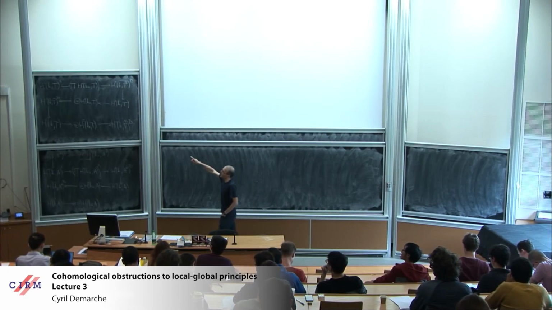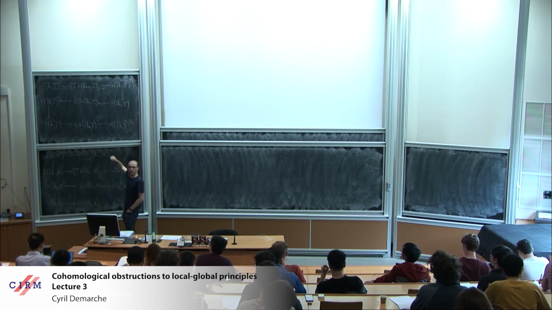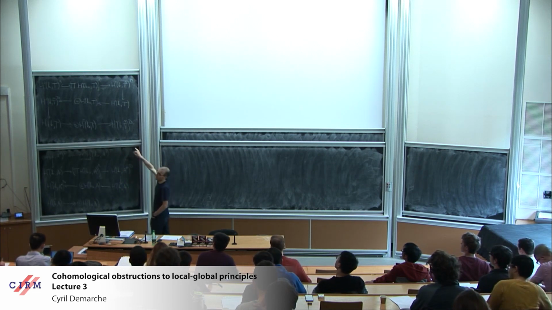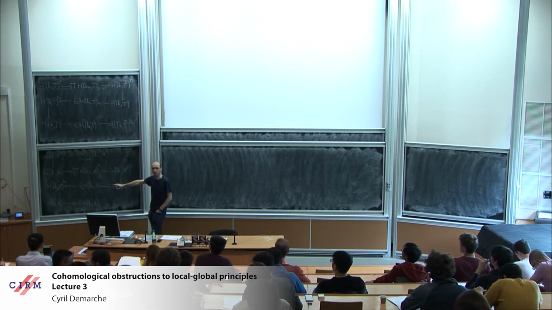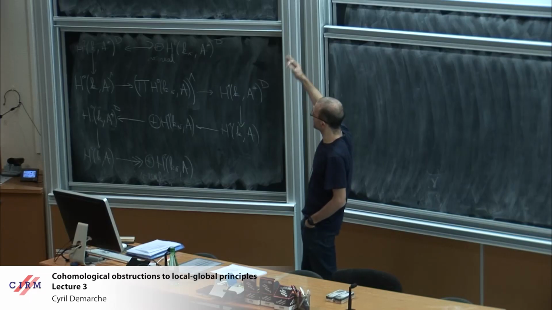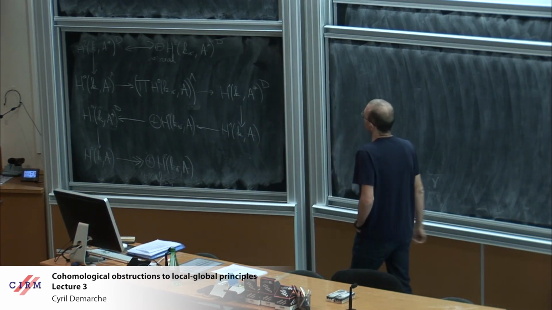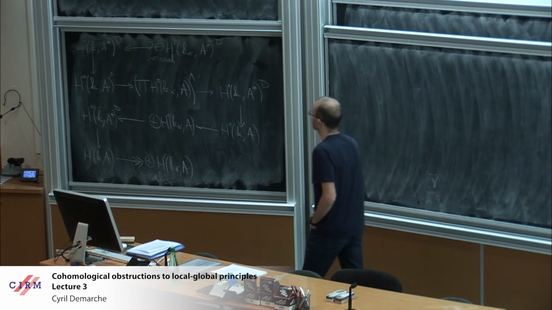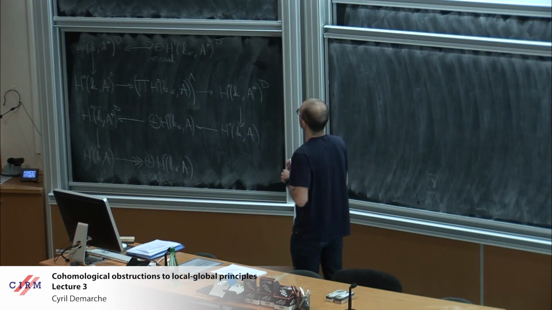So I just wrote down the last exact sequence that I wrote this morning. This is for a torus, and this is the one for an abelian variety that I didn't try this morning. So it's very similar. This one is a bit longer. There's one more term. But essentially, the idea is exactly the same.